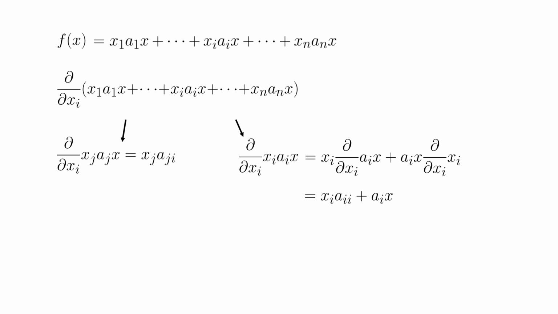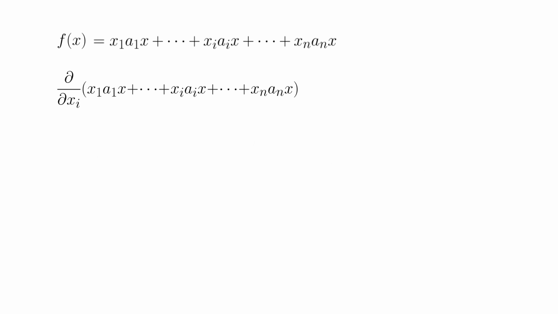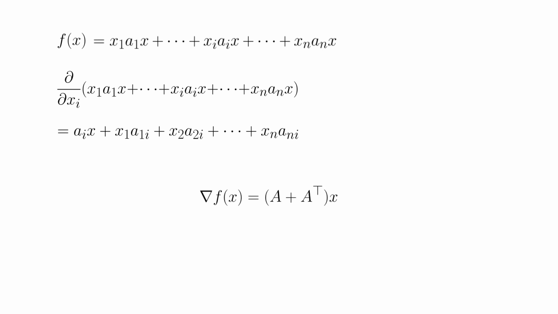Summing up all the terms, our entire expression becomes this. If you pay attention closely, the first term is the dot product of the ith row of the matrix A with the vector x, and the remaining n terms are the dot product of the ith column with our vector x. So, we get that our final formula is A plus A transpose, times x.